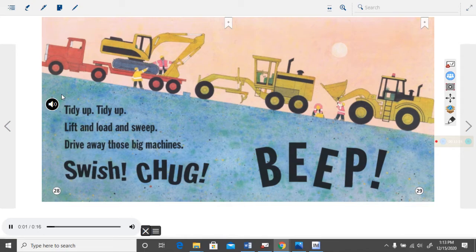Tidy up. Tidy up. Lift and load and sweep. Drive away those big machines. Swish. Chug. Beep. So as I read these pages, I realize that the workers are finishing up and cleaning up. So the road seems to be finished. I'm going to ask myself, well, what happens after the road is done? I need to keep reading to find out the answer to that.